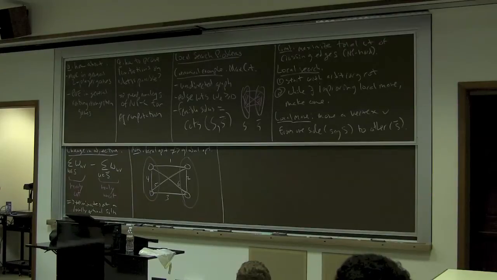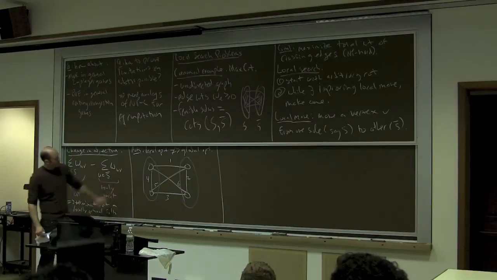I claim this is a locally optimal solution. That means any local move only makes it worse. So a local move here is going to give me a cut with 1 vertex on one side and 3 vertices on the other side. So the cut edges are just going to be the 3 edges adjacent to a single vertex.